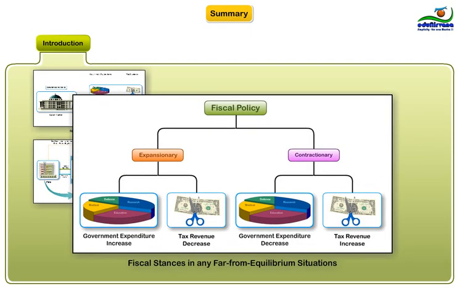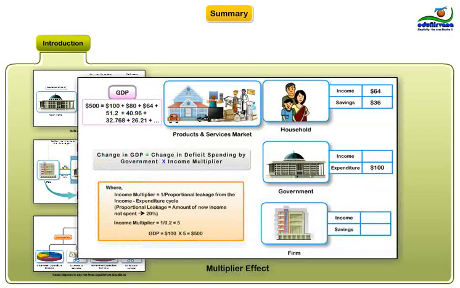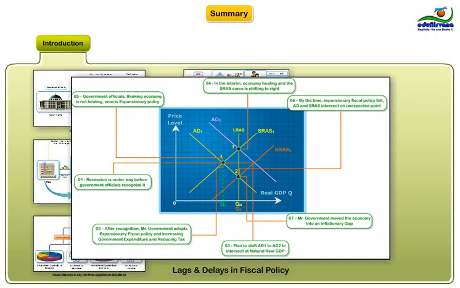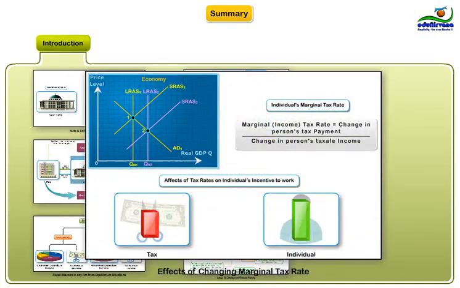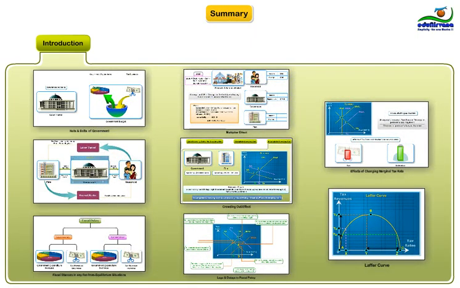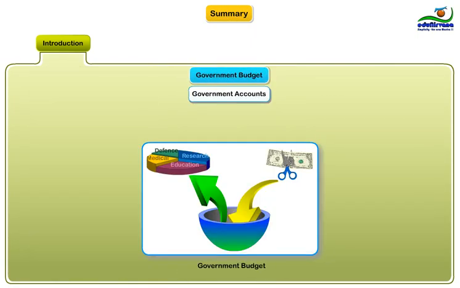This module has discussed the nuts and bolts of government accounts, the nitty-gritty of fiscal policy, the fiscal stances in any far from equilibrium situations, multiplier and crowding effect, lags and delays in fiscal policy, and effects of changing marginal tax rates on AS and the Laffer curve. To start with, the government budget was discussed.